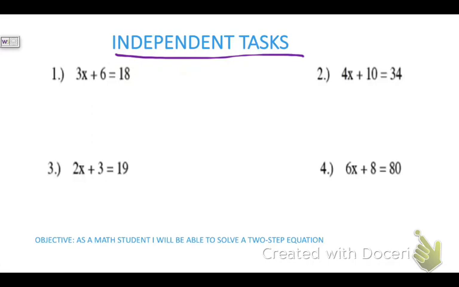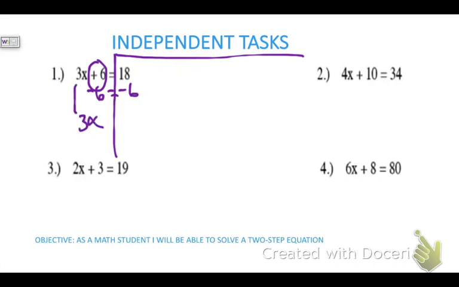Hopefully you paused and completed your work without following my work. And here we go. We're going to draw a line down the middle. Remember, we want to get rid of the addition first. So to undo that, we're going to subtract both sides by 6. Okay, and we're going to drop this part down.